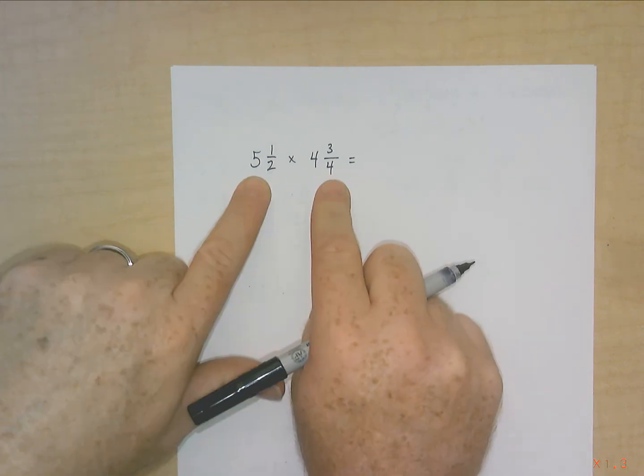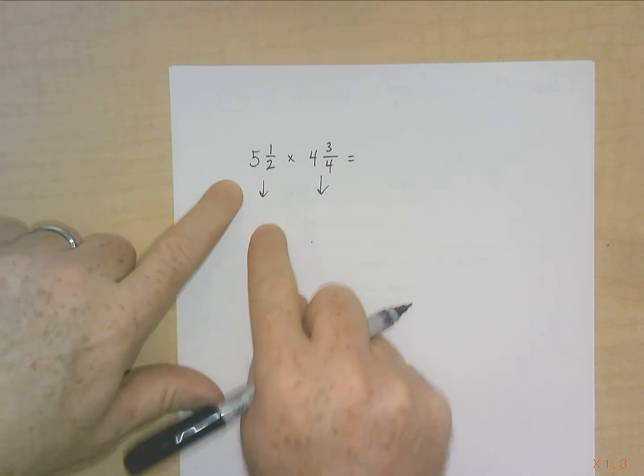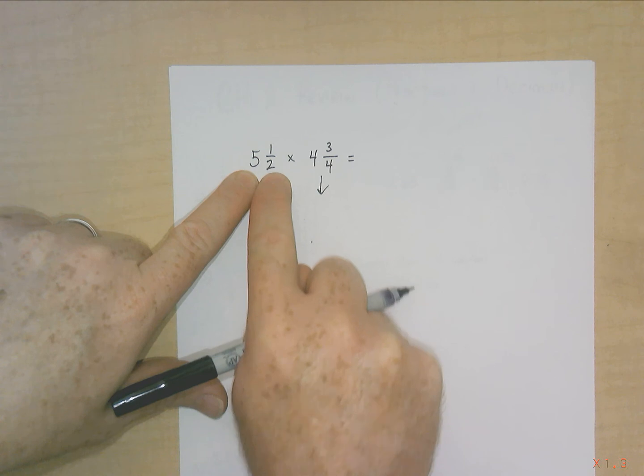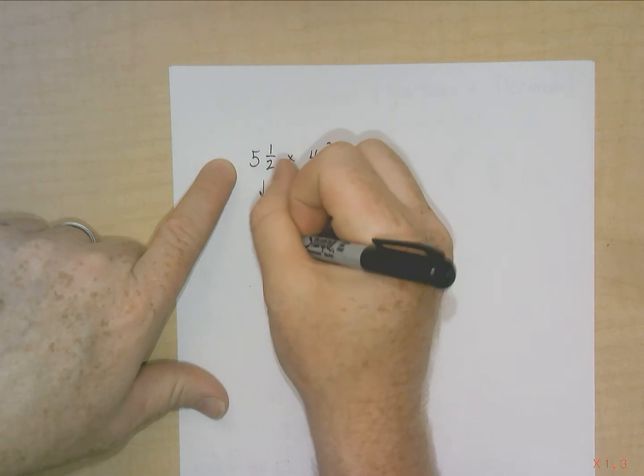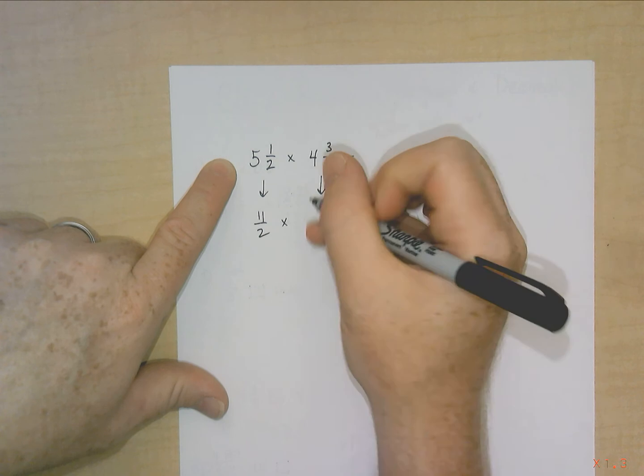So what I would do is convert those over to improper fractions. So 5 times 2, or 2 times 5 is 10. 10 plus 1 is 11, so this is 11 over 2. 4 times 4 is 16. 16 plus 3 is 19, so 19 over 4.